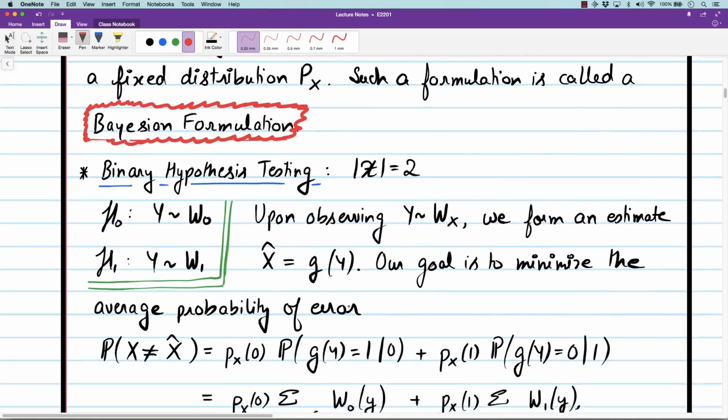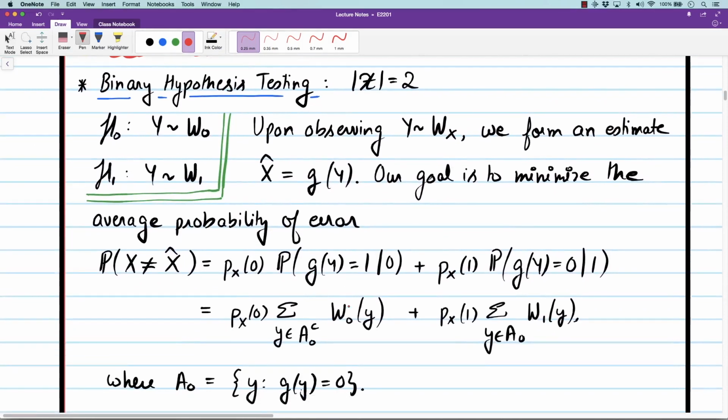So let's take a very concrete example. Let me introduce what is called binary hypothesis testing. Binary hypothesis testing is a statistical problem where the unknown x has cardinality 2, just like the click prediction example that I described. So there are two hypotheses, H0 and H1. Under H0, your y has distribution W0. Under H1, your y has distribution W1. Your goal is that upon observing y, which has distribution W_x, where x itself is random, we want to figure out what x was.